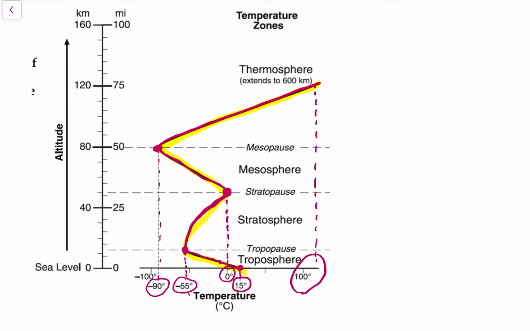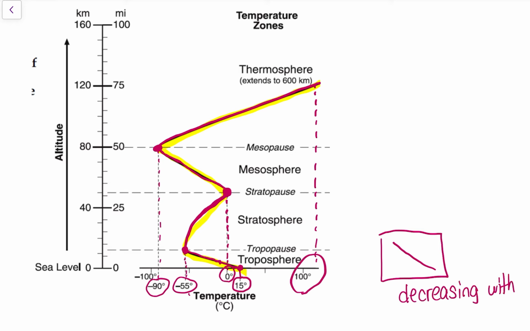So when we are looking at this diagram, if the temperature line seems to go diagonal, kind of like a backslash, the temperature is decreasing as you move up in the atmosphere. And if the temperature line kind of looks more like a forward slash, that means the temperature is increasing with altitude.